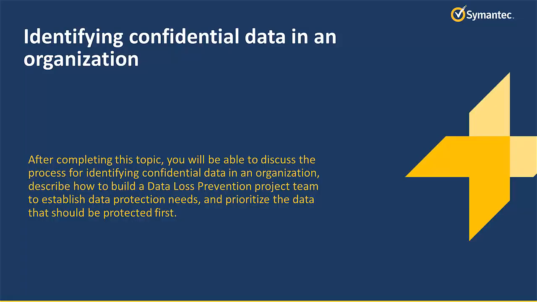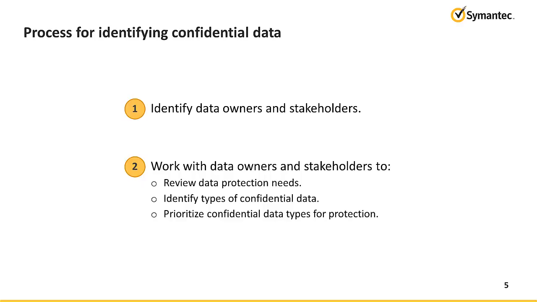Identifying confidential data in an organization. In this topic, we'll discuss the process for identifying confidential data in an organization and describe how to build a data loss prevention project team in order to establish data protection needs, as well as prioritize the data that should be protected first. The process of identifying confidential data in an organization typically involves the following two primary tasks. One, identifying data owners and stakeholders, and secondly, working with those data owners and stakeholders to review data protection needs, identify types of confidential data, and prioritize confidential data types for protection.